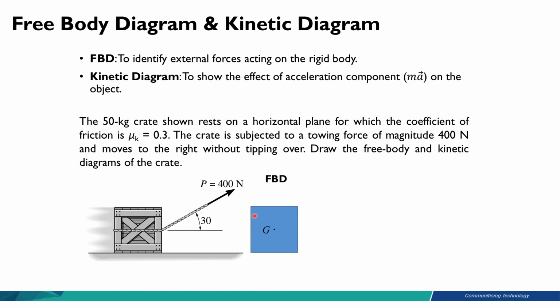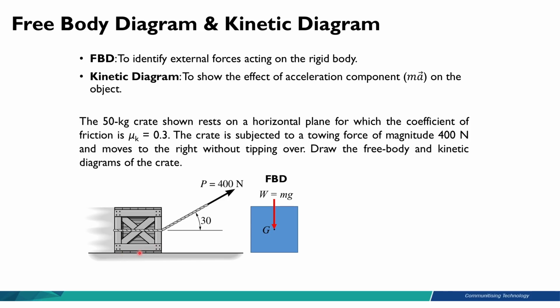So we draw the same box to represent the crate. We start with the free body diagram first. And whenever there is a body, definitely it has a mass. Then when it has a mass, there will definitely be a weight force pointing down. So this is the first force that is currently acting on this rigid body. So we have the weight force. Weight is equal to m times g, the mass times the gravitational acceleration g.